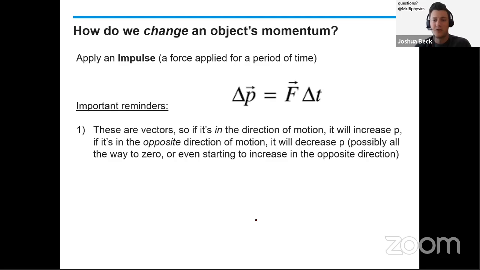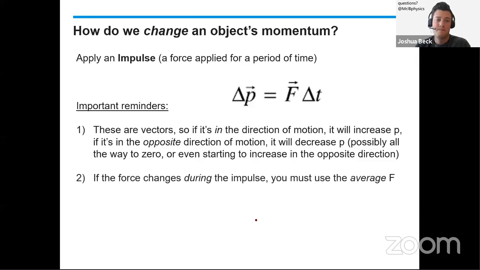These are all vectors, so the direction matters. If I apply an impulse in the direction it's moving, then it'll add to the momentum. If I apply an impulse in the opposite direction of its motion, then it will actually decrease the momentum. It might bring the momentum all the way to zero. It might even give it some momentum in the opposite direction, so the sign might actually switch.